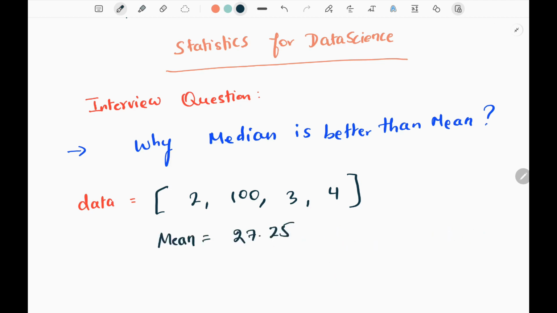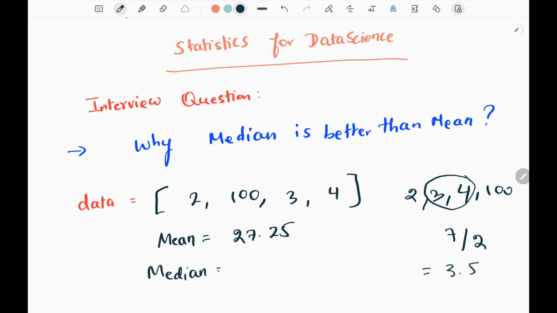To calculate the median, first we need to sort the data. So we're going to have 2, 3, 4, and 100. We need to pick the middle value. Since we have an even number of values, we will pick the two middle values and add these two. We are going to get 7. We need to divide by 2. We will have 3.5, right? So median is 3.5.